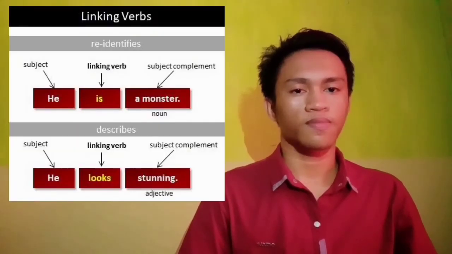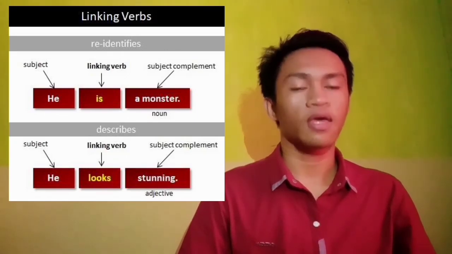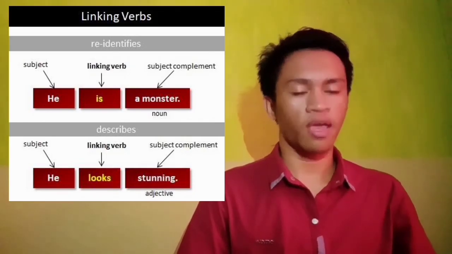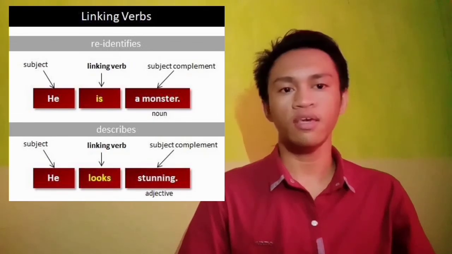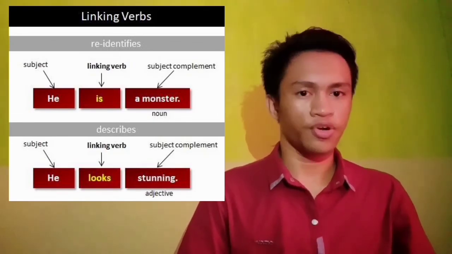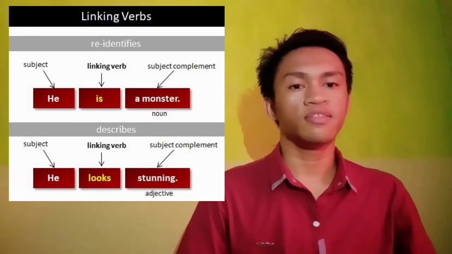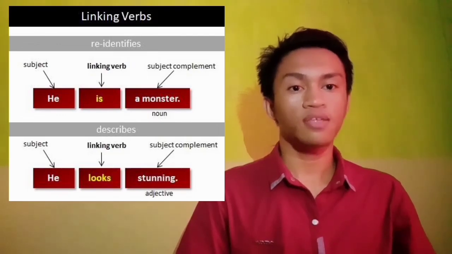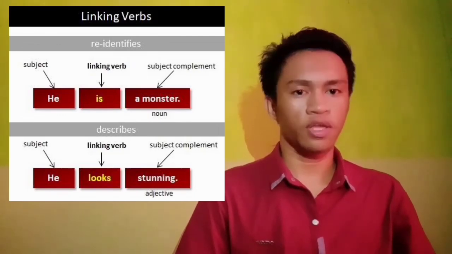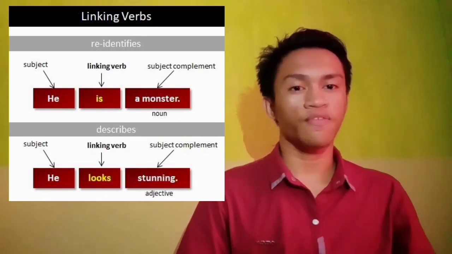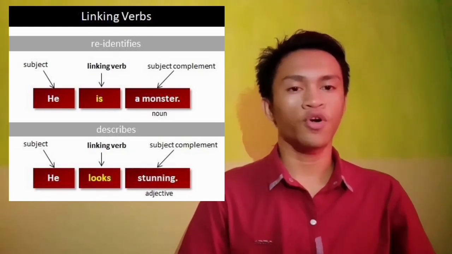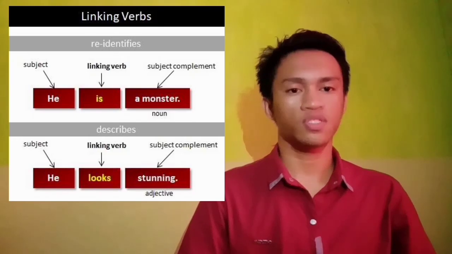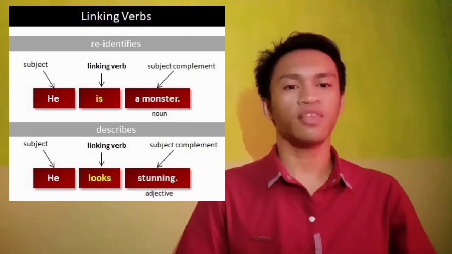Look at this example. He is a monster. He looks stunning. If we see in the first sentence, the word is doesn't show an action. It just links the subject he and the noun a monster. And in the second sentence, again, the word looks doesn't show an action. It just links the subject he and the adjective stunning. And the word looks is used to describe the subject he. He looks stunning. Okay, that's linking verb.